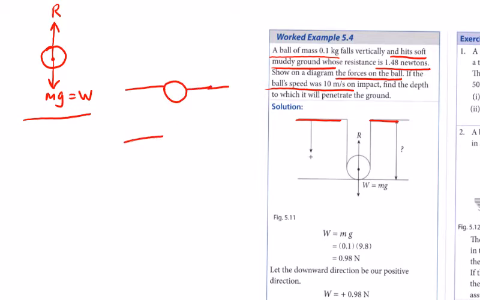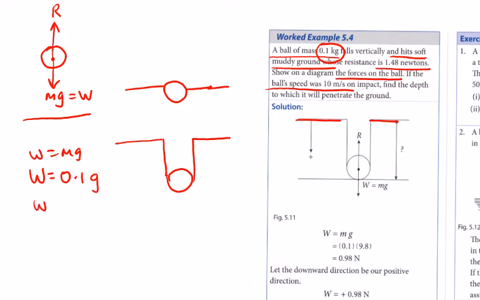The ball could go down that much, we don't know. So the diagram, my muddy ground, my ball has gone down into the ground, and we need to find out how much it's gone into the ground. So what have we got here? We have mg, m is 0.1, so W, the force going down, is equal to mg, so 0.1 g. So W is equal to 0.1 by 9.8, which is equal to 0.98 newtons. That's what's bringing it down. The resistance force is equal to 1.48 newtons.